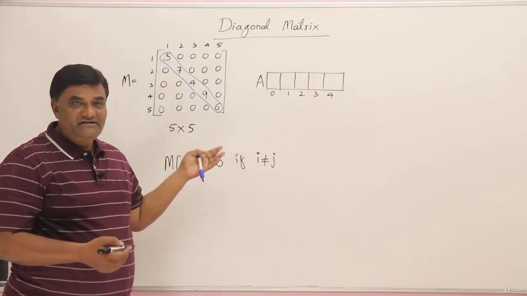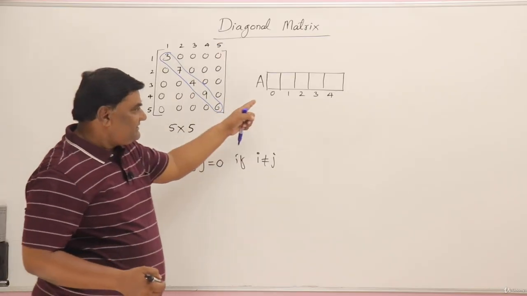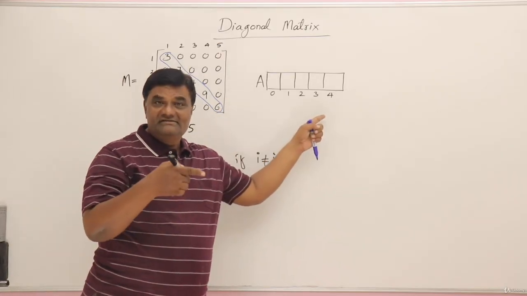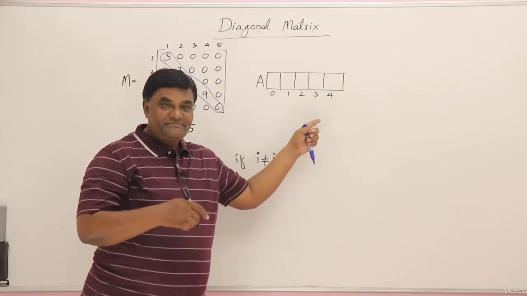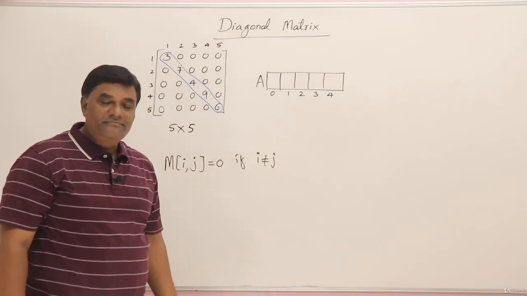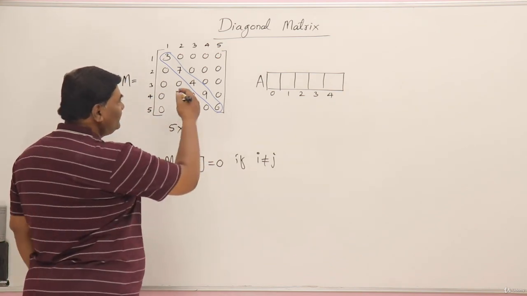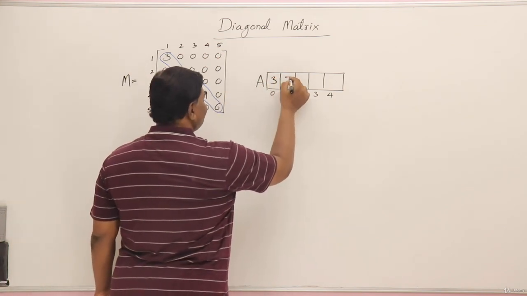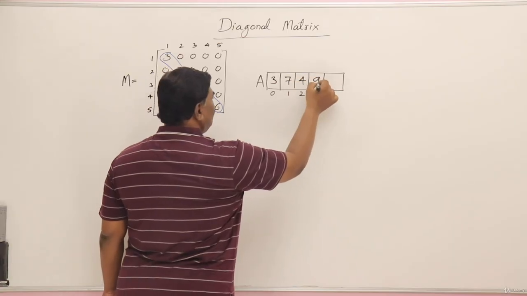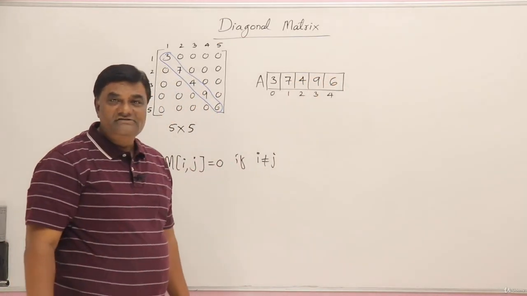So if you want, you can change the indices from 0 also. Then this array, in C programming or in C++ programming, the array starts from 0. So I have taken an array from 0. Now I want to store only non-zero elements. So let us store those elements: 3, 7, 4, 9 and 6. So I have stored only non-zero elements.